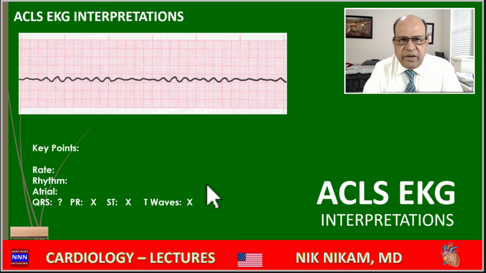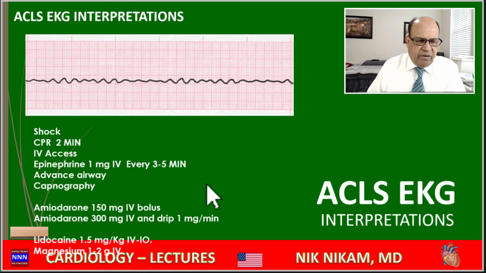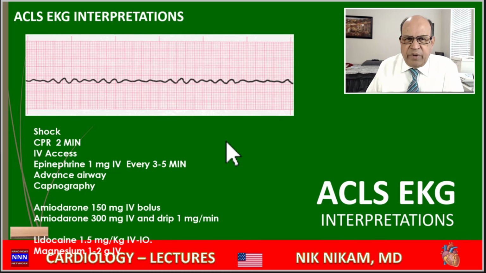Okay, what are we dealing with here? This is a case of ventricular fibrillation. Of course, the treatment is shock, CPR, IV access, epinephrine, airway, capnography, and antiarrhythmic drugs. If amiodarone doesn't help, we can try lidocaine and magnesium and continue the CPR.